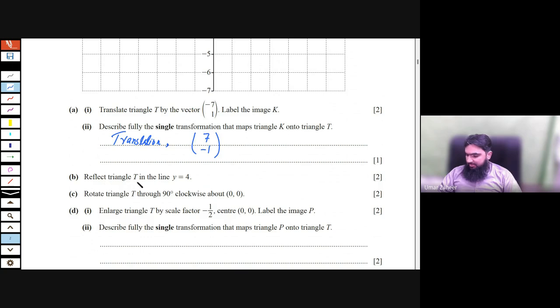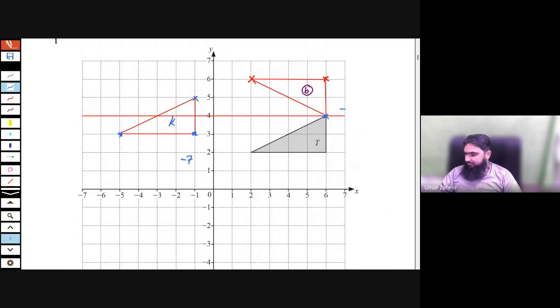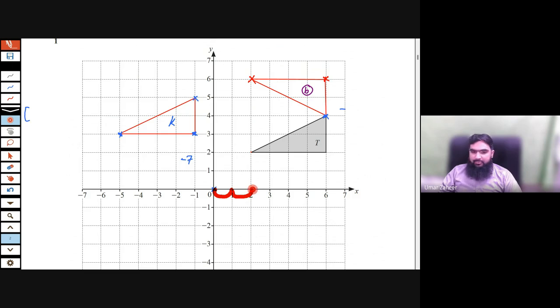Now we have the next part, the C part. Rotate the triangle 90 degrees clockwise about the origin. So the center of rotation is the origin. This is the origin. So we have to rotate it 90 degrees. First of all, we are going to find the distance from the center of rotation to the object point. So we have 1, 2. We are moving 2 places towards the right side, so x is 2, and 1, 2, y is plus 2 as well. The distance is (2, 2).